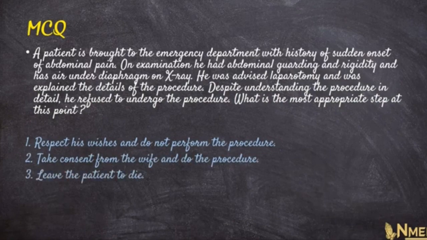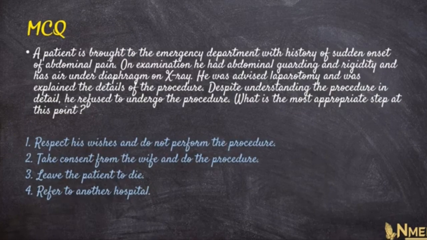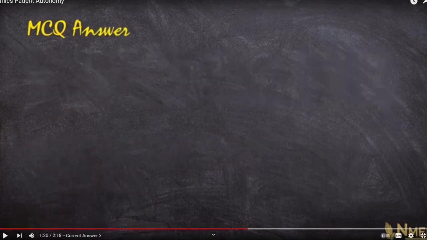Respect his wishes, do not perform the procedure. Take consent from the wife and do the procedure. Or leave the patient to die. Or refer to another hospital. What do you think? I'd say the first, yeah. Because you gotta respect the decision. I mean, that's the point. Due to autonomy, yeah. What's the correct answer?